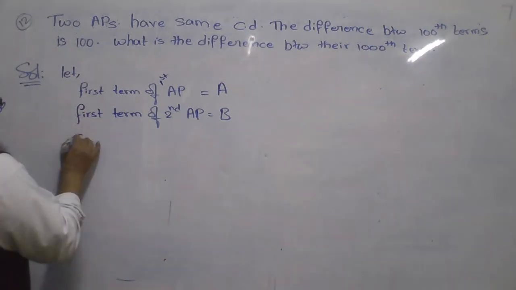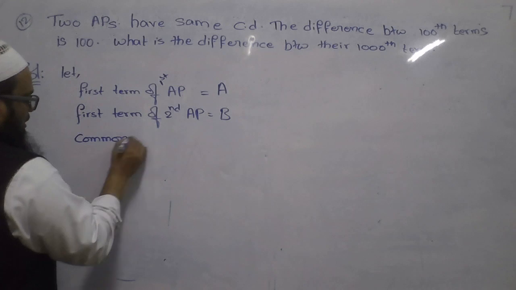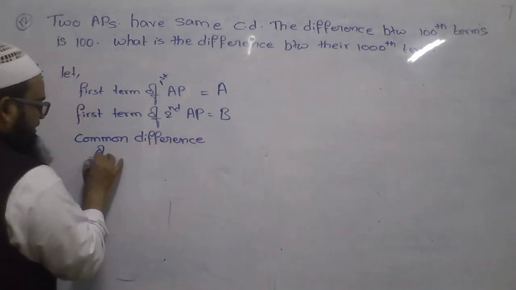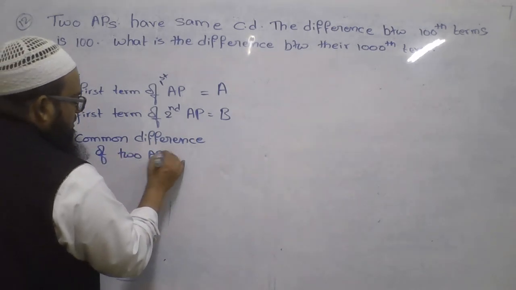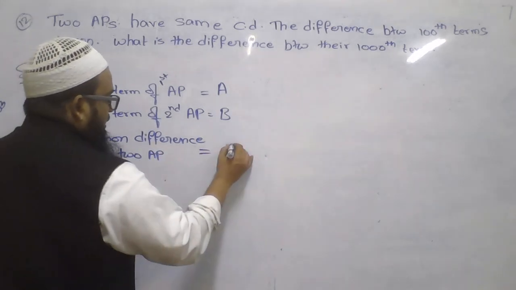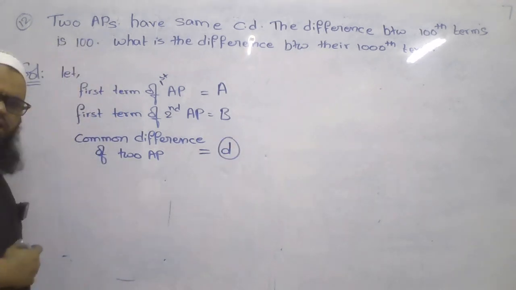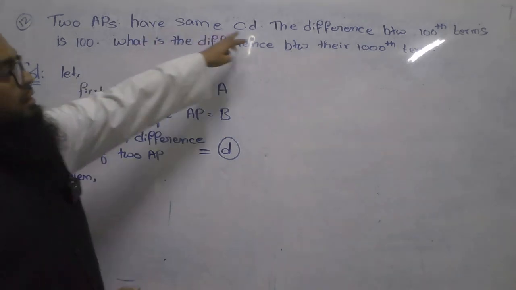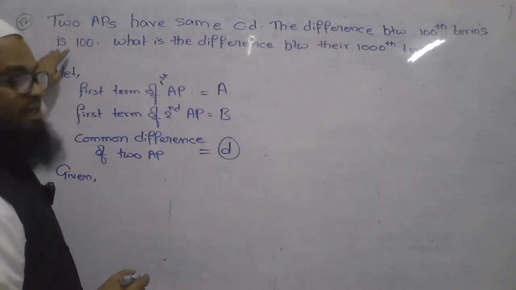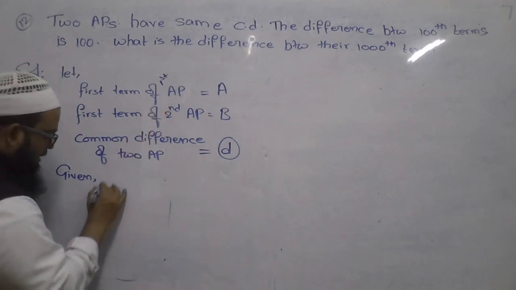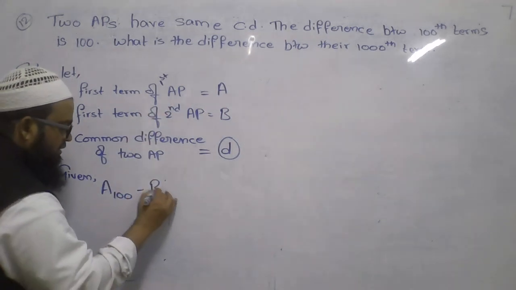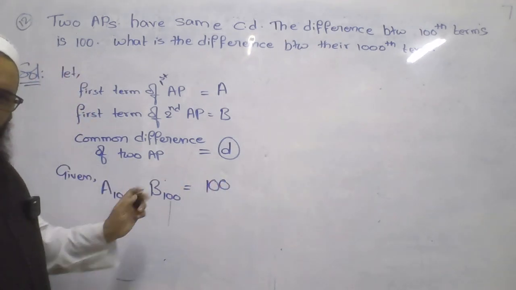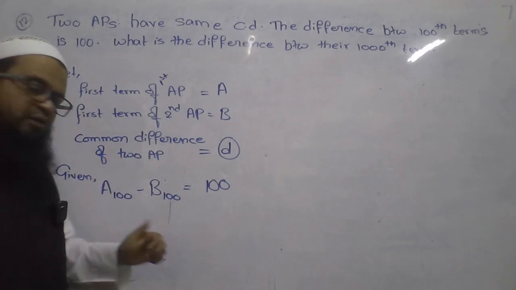Understood? Don't get confused. Very simple. And the common difference, since he has told that the common difference of the two APs is the same, is equal to D. Let us take this as D. Now, what is given, my dear students? It is given that the difference between the 100th terms is 100. So that means A100 minus B100 is equal to 100. Don't get confused by these numbers. Just write the steps and follow the concept.